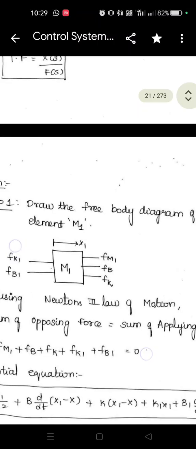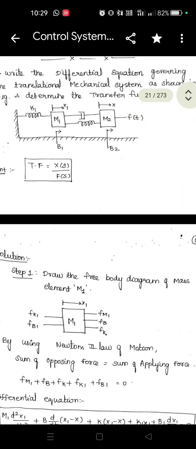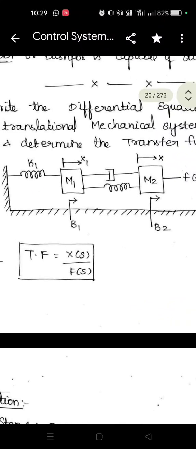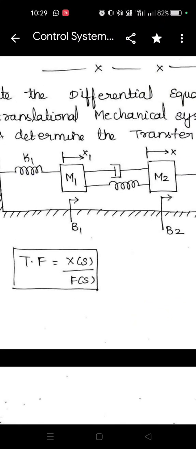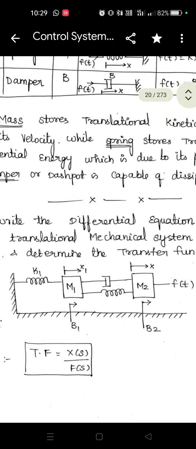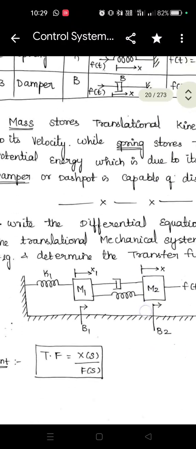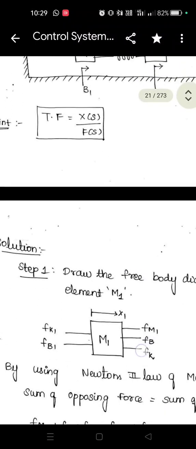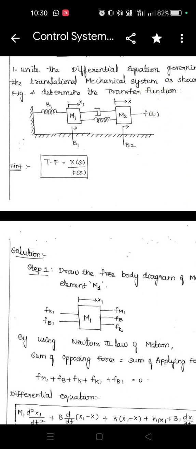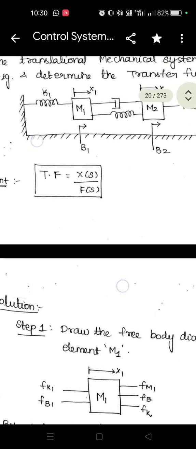So you can draw the block of m1. How many elements are connected? Look at this diagram. How many elements are connected? K and B, where B is nothing but your dashpot or damper, and the next one is a spring K1. So f of k, f of k1, f of b and your mass element f of m1.